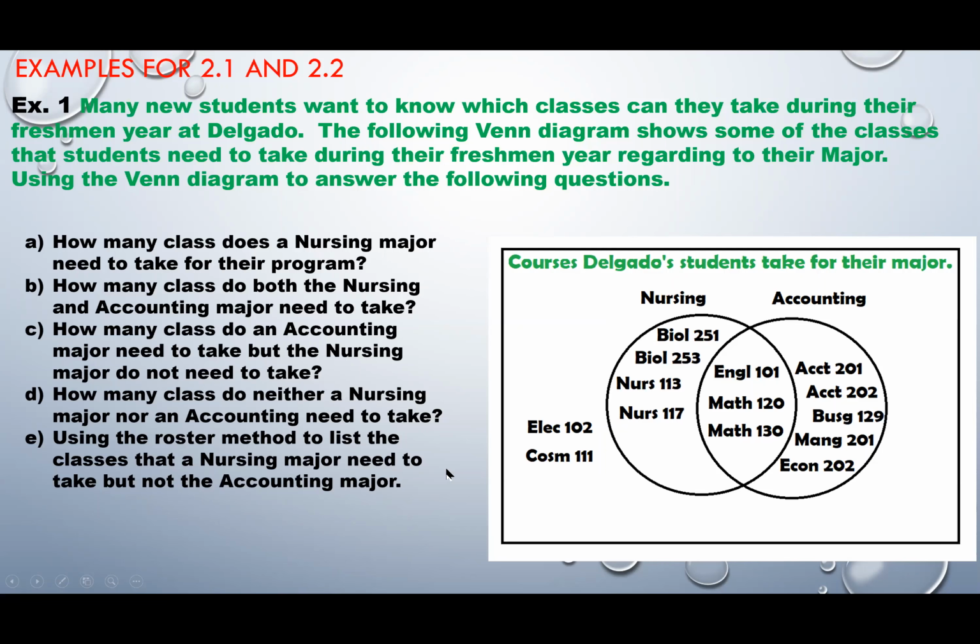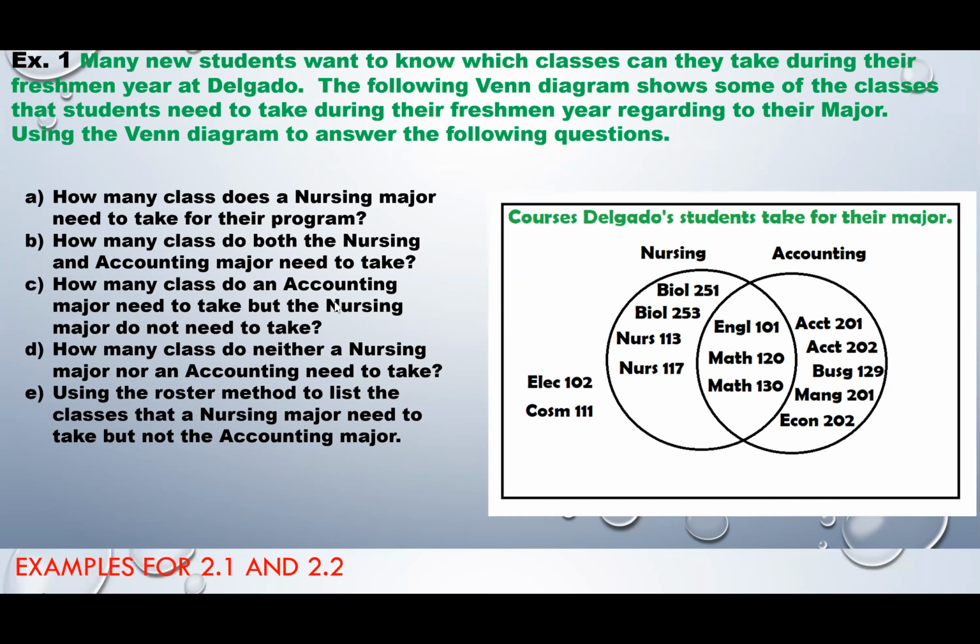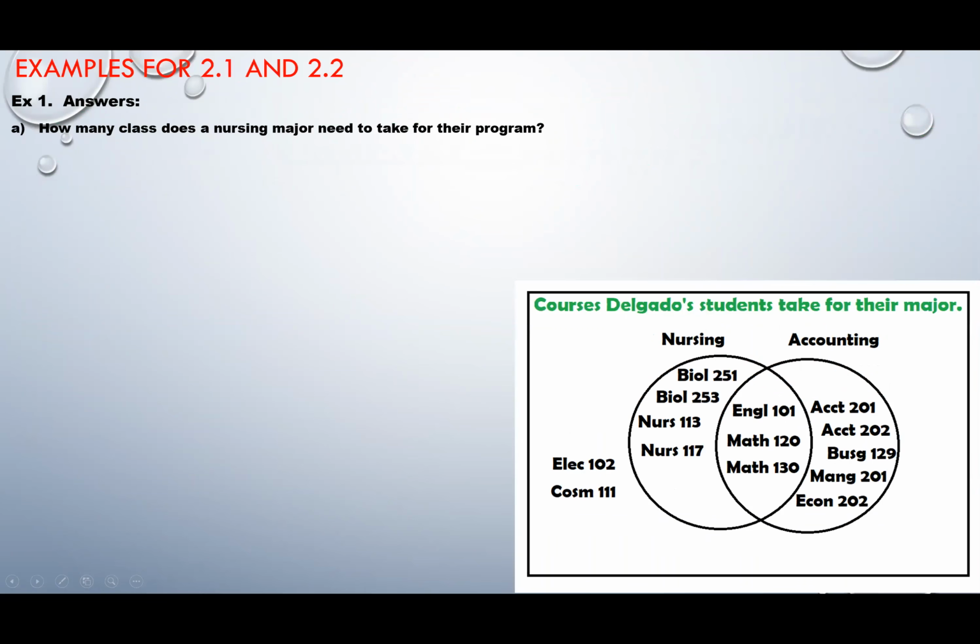So let's take a look at the first question first, right? And again, like I say, I will post this on Canvas. You will see this slide on Canvas later when I post a video with this item. So again, how many classes does a nursing major need to take for their program?